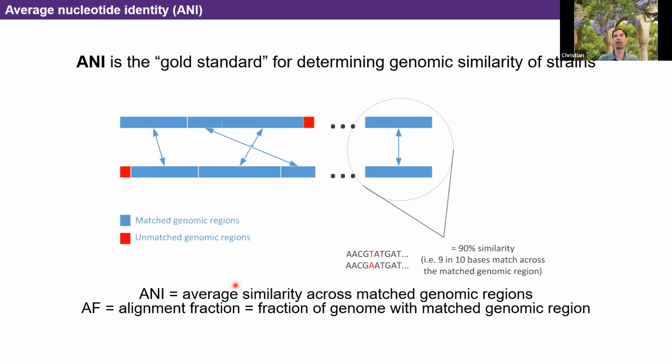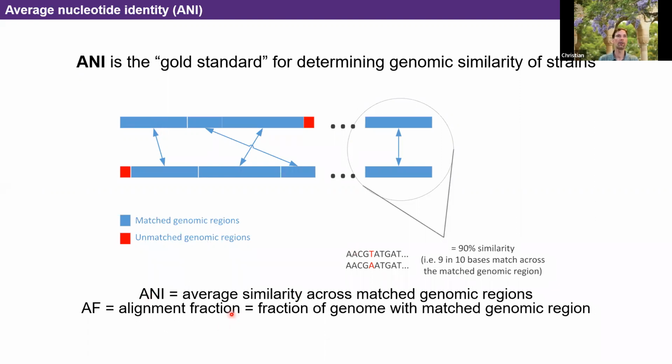So it has become the gold standard, as I mentioned, to determine genomic similarity of strains. And obviously that means you can use it to delineate species. In a nutshell, right, you compare two genomes, you look for matched regions, right? And some regions obviously will not match, right? By comparing those, there's one example here. This one has like 9 out of 10 bases matched between those genomes of those two organisms, right? That means 9 out of 10, you have a 90% similarity. And you do this for all the regions because the ANI is the average similarity across matched genomic regions.